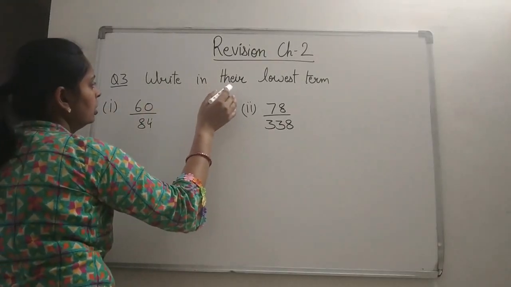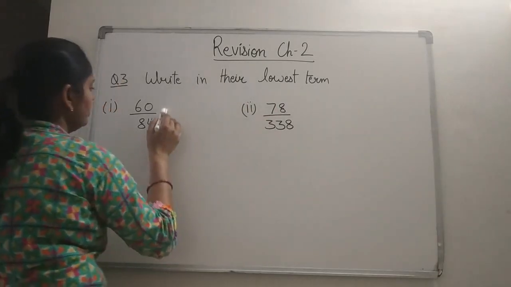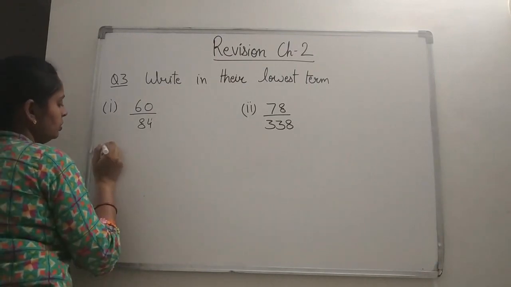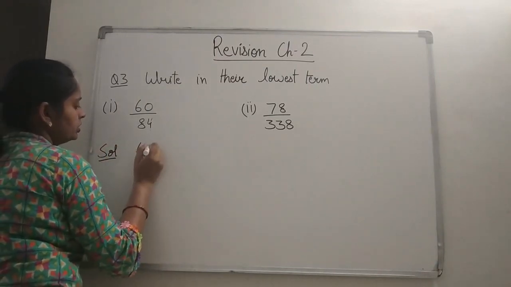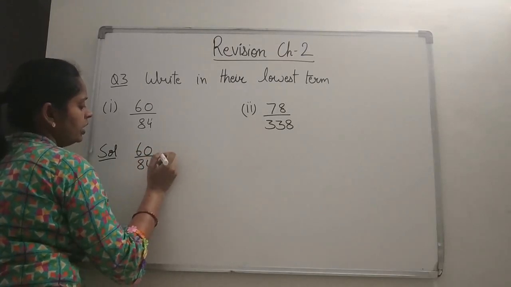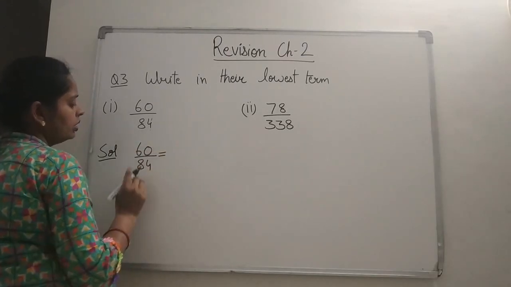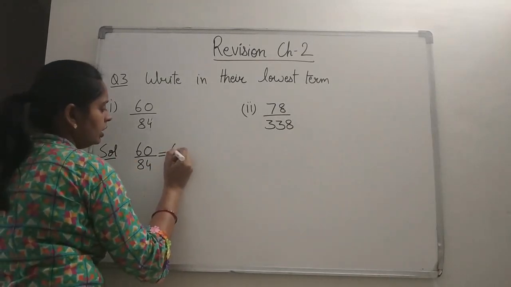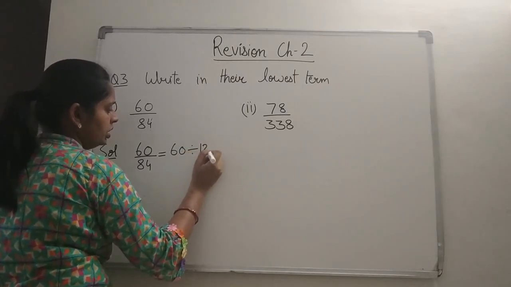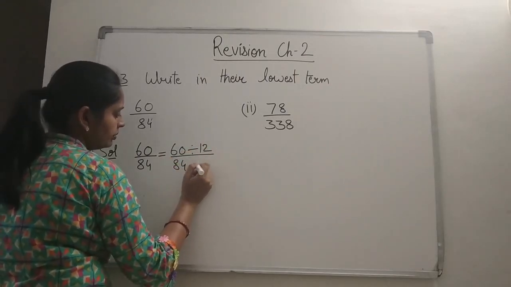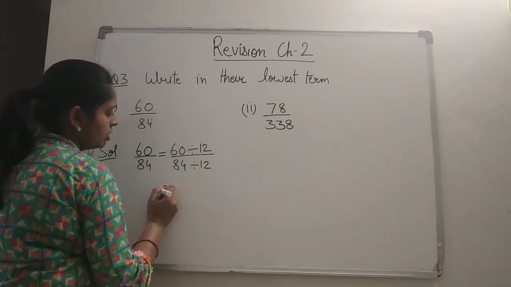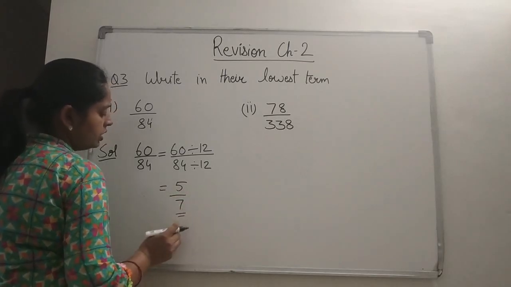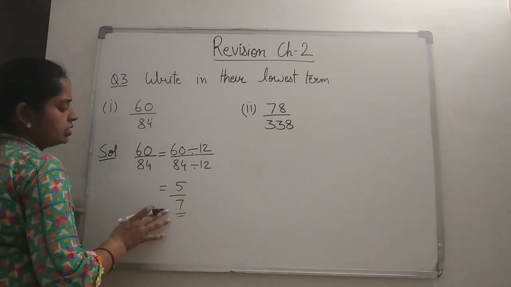Now see the third question. Write in the lowest term. We have a fraction here, and we have to write this fraction in the lowest term. So how will you do this? 60 upon 84. We have to see by which number both the numbers can be divided. You know that both are in the table of 12. So we can directly divide the numerator and the denominator by 12. 12 5s is 60 and 12 7s is 84. So we can get the answer over here, right? 5 by 7 is in the lowest term.